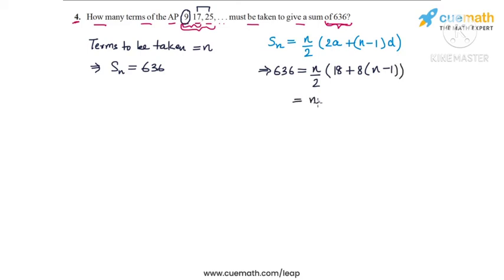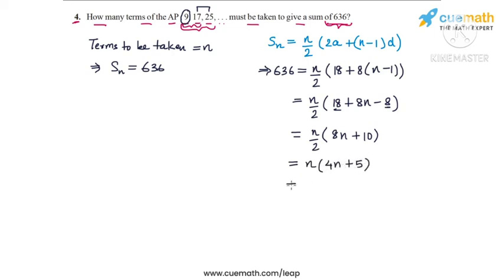And now if we simplify the right side, we get n by 2 into 18 plus 8n minus 8. And we can write this as n by 2 into 8n plus 10, since 18 minus 8 is 10. And if we divide the bracket by 2, we get n into 4n plus 5. If I now multiply n with the bracket and expand it, I will get 4n square plus 5n. So 4n square plus 5n is equal to 636.